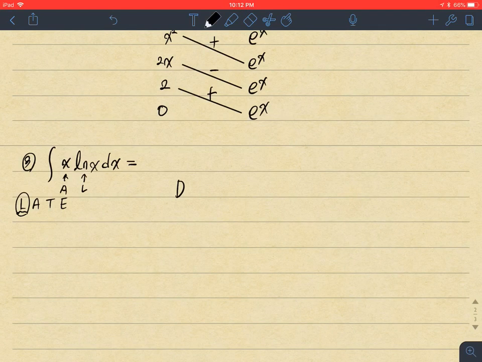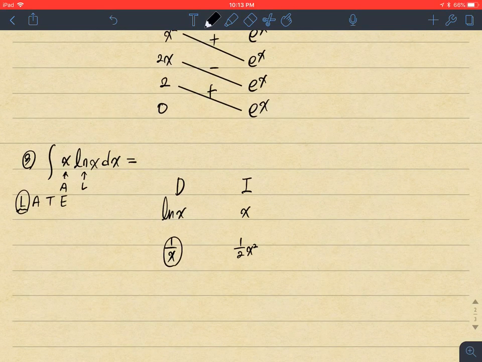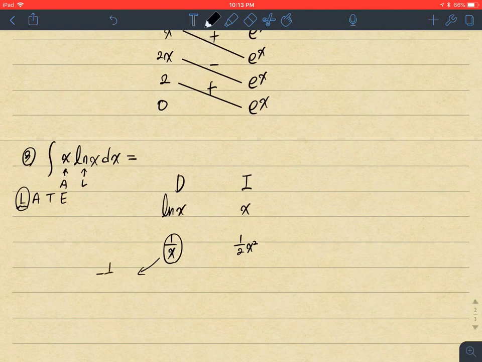You want to take the derivative of the logarithmic function. So D, I, log x, x, and you take the derivative of it. So 1 over x, and you take the antiderivative of it. If you take the derivative of log x, it becomes 1 over x, and then it becomes minus 1 over x squared, and so on. It never becomes 0. So at this point, what I want you to do is connect those two with plus, connect those two with minus.